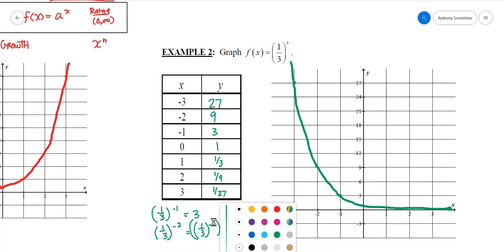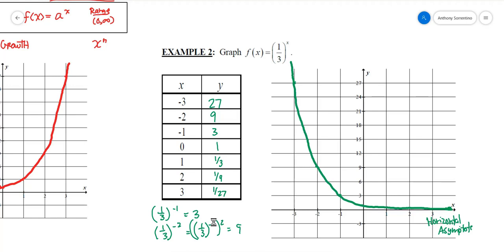And again, this one has a horizontal asymptote on the right, because as I keep getting a bigger and bigger value for x, what I raised 1/3 to is going to get smaller and smaller. But this is what we would call an exponential decay. Notice that 3 is a value that's more than 1, and 1/3 is a value between 0 and 1.